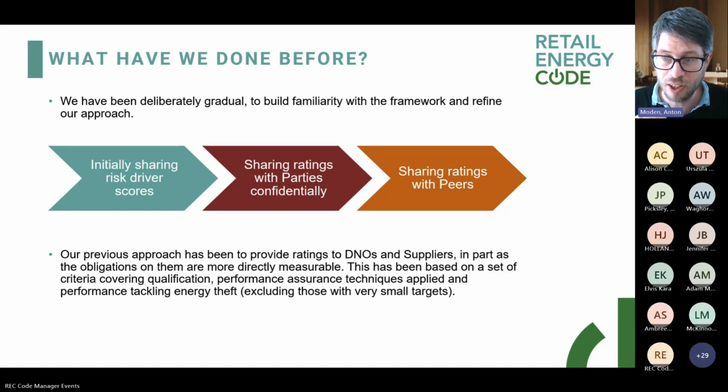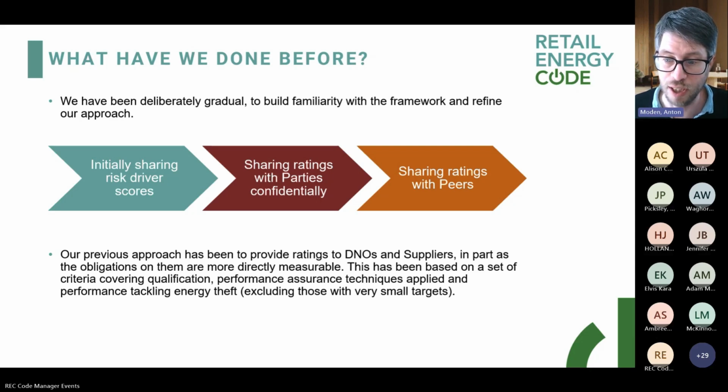If we flick on to the next thing, we should talk about the past. So we've been gradually building the annual rating process to make sure people find it predictable and know what bits they have control over. This started by initially sharing risk driver scores, the information we use to assess risk, over time sharing ratings, but only to a single organisation, and sharing ratings with peers. I noticed most people were suppliers. MEMs don't have this. This has been a DNO and supplier activity.